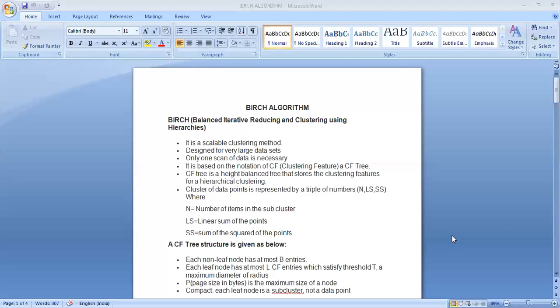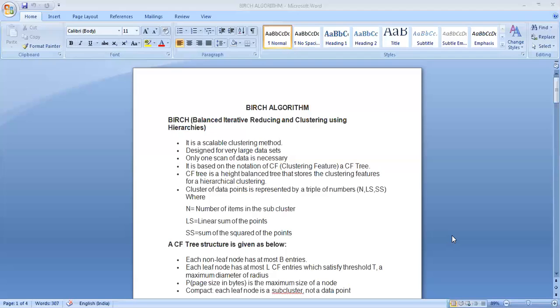Actually, the leaf node and internal node store three variables, the triplet n, LS, and SS. Here, n stands for the number of items in the subcluster, LS stands for the linear sum of the points, and SS is equal to the sum of the squares of the points. It means n represents the total number of data points stored in that cluster, and LS is the sum of the x coordinates and the sum of the y coordinates of the data points that lie inside the cluster.